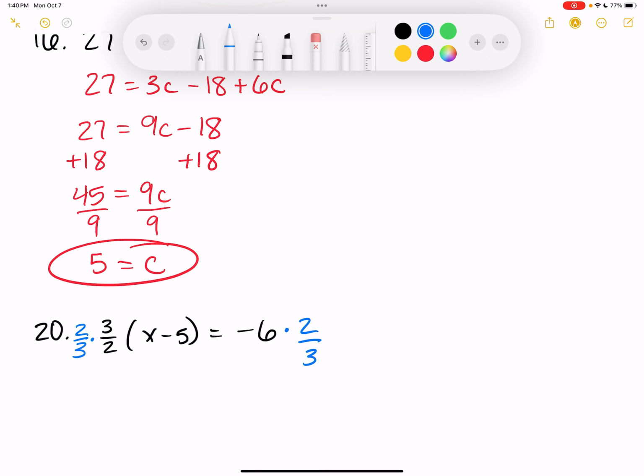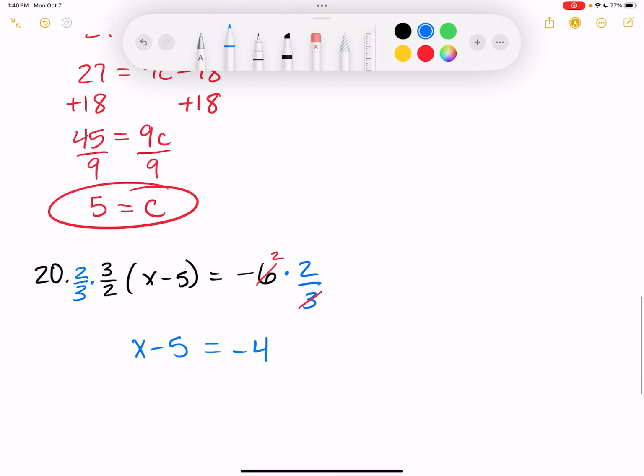So now on the left side, I'm left with x minus 5 equals, what happens when I multiply negative 6 by 2 over 3? Negative 4. Yep, 3 goes into 6 2 times, so I have negative 2 times 2, so it's going to be negative 4. Now what can I do? Add 5. So x equals 1.